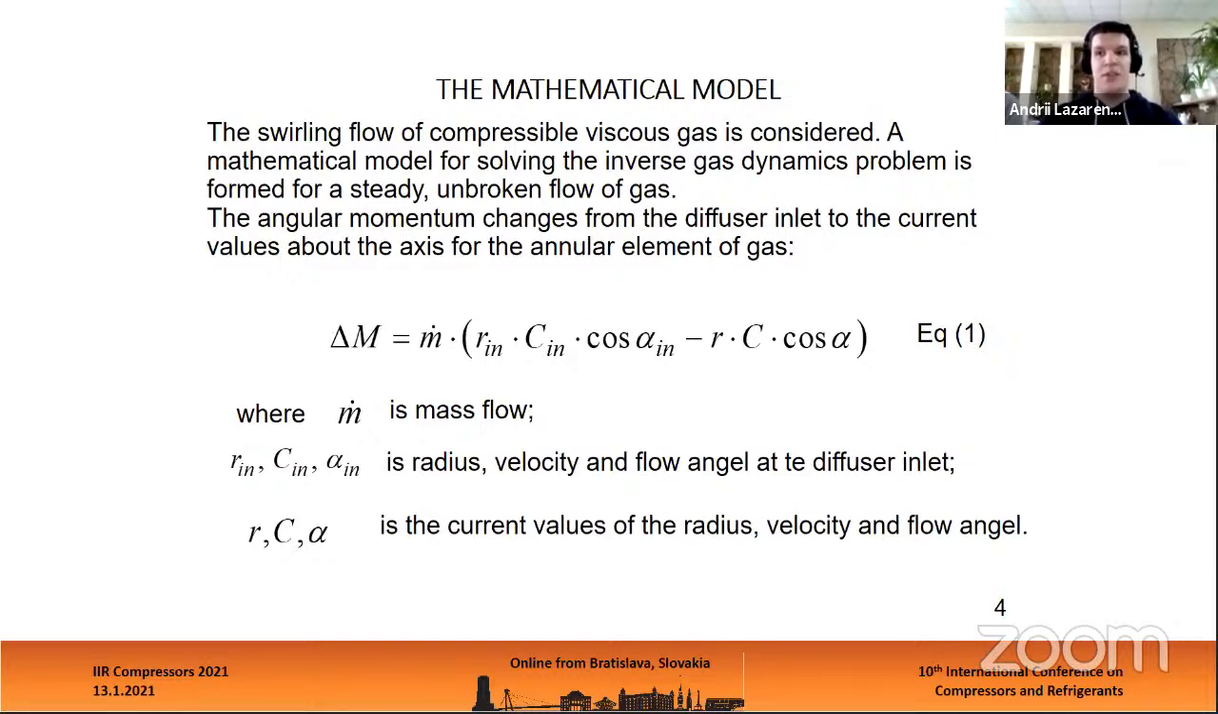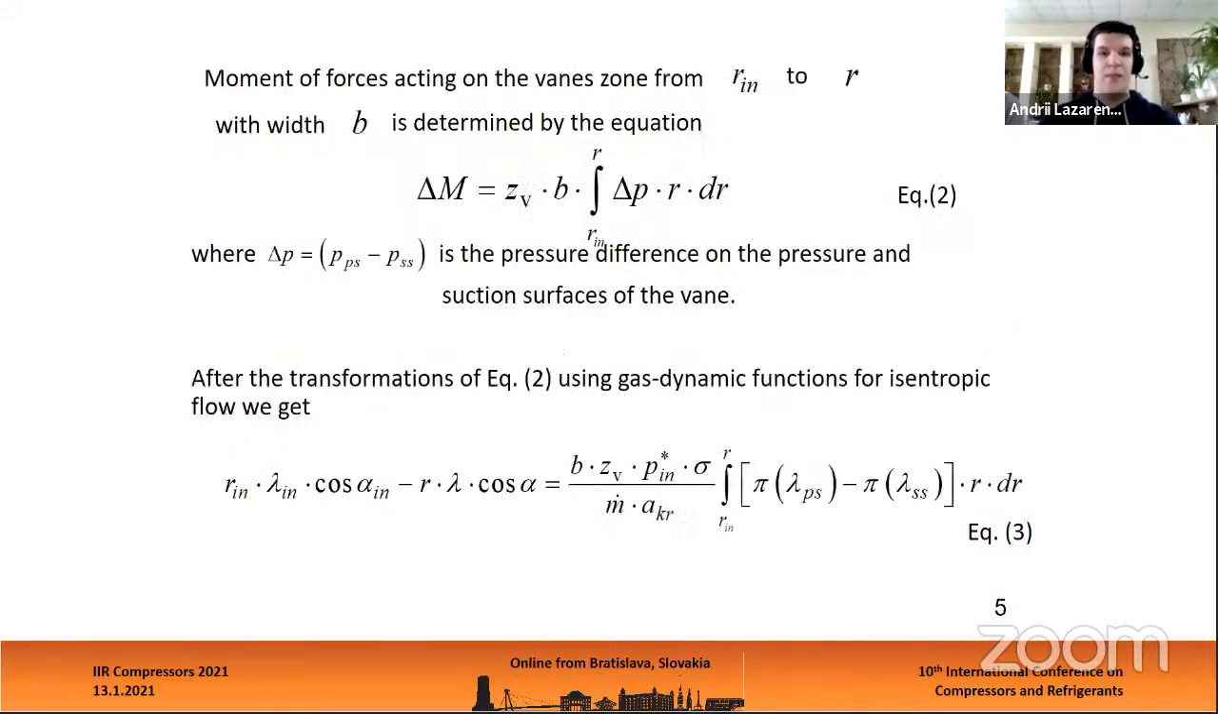So let's talk about the mathematical model. The swirling flow of a compressible viscous gas is considered. A mathematical model for solving the inverse gas dynamics problem is formed for a steady unseparated flow of gas. So the angular momentum changes from the diffuser inlet to the current values about the axis for the annular element of gas. Here you can see the formula. We shall call it equation 1. So M is the mass flow, r_in, c_in, and alpha_in are the radius, velocity, and flow angle at the diffuser inlet, and r, c, and alpha are the current values of the radius, velocity, and flow angle.